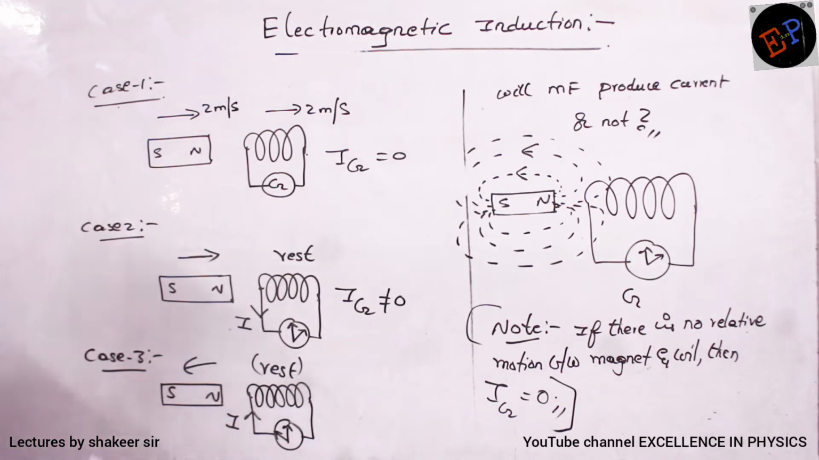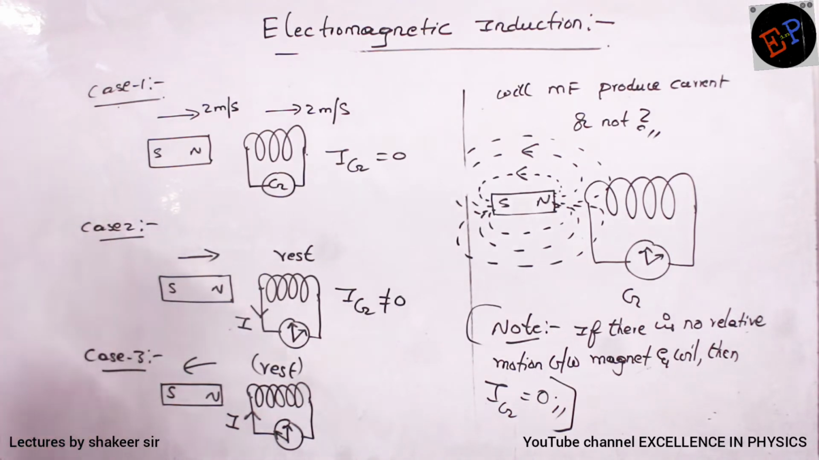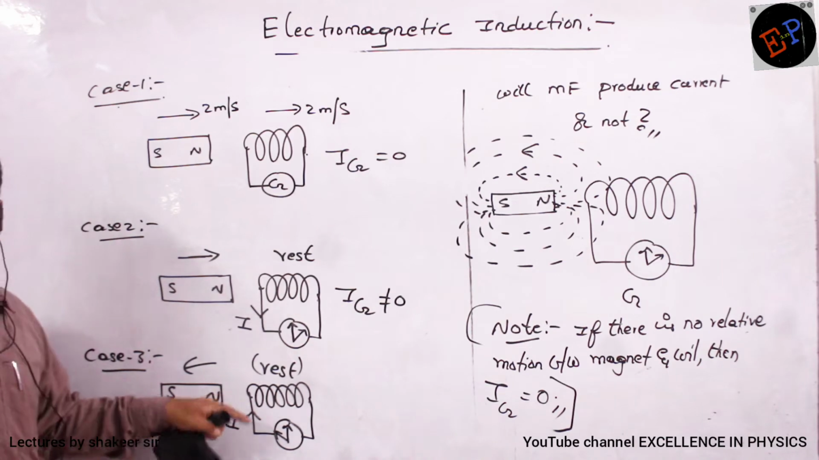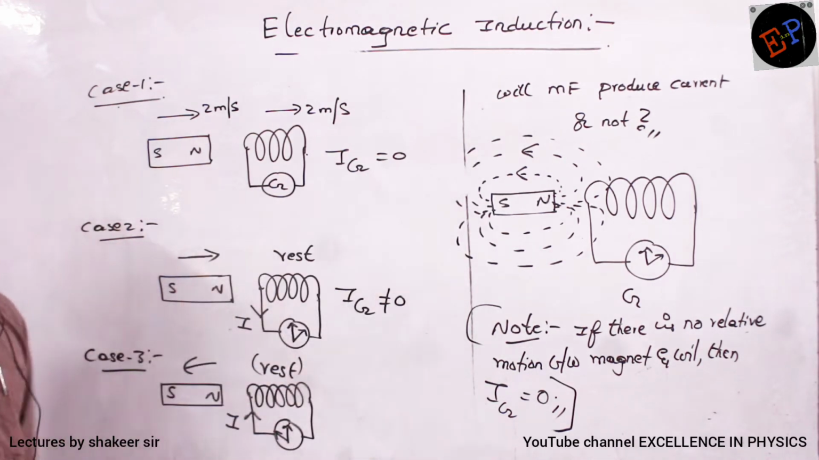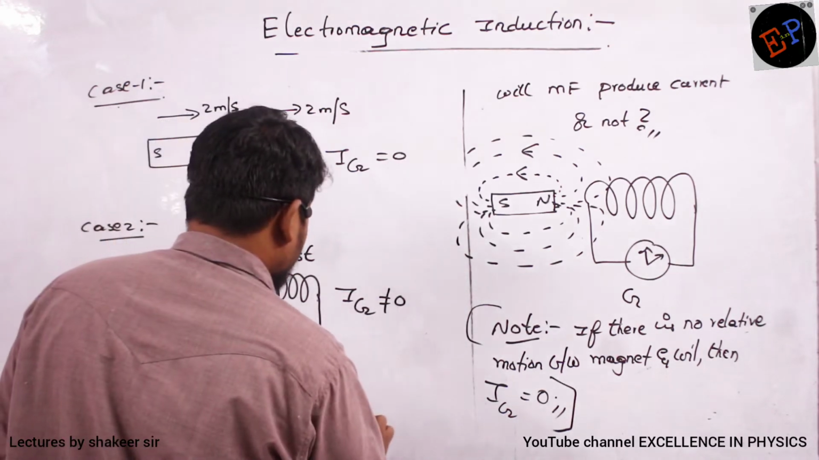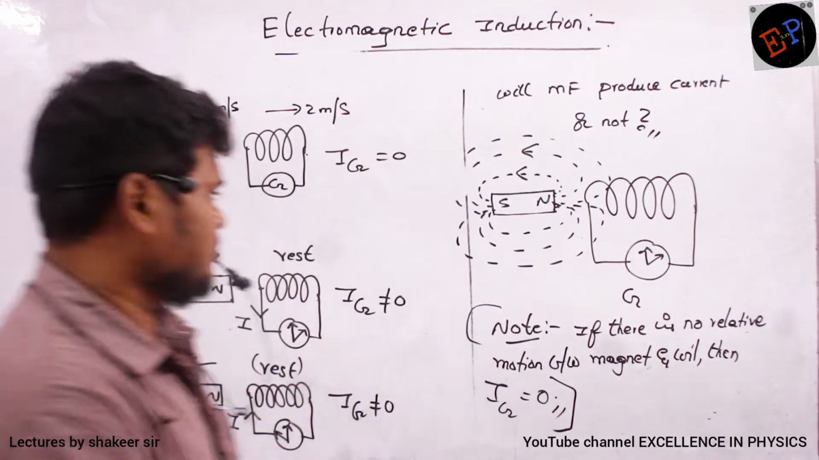So therefore, if the direction of the magnet changes, then the direction of current will also change, and current is definitely produced. Are you able to understand why current is produced? Because there is some relative motion between the magnet and the coil. So here also I say that Ig value is not 0. Clear? Let us draw one more case.